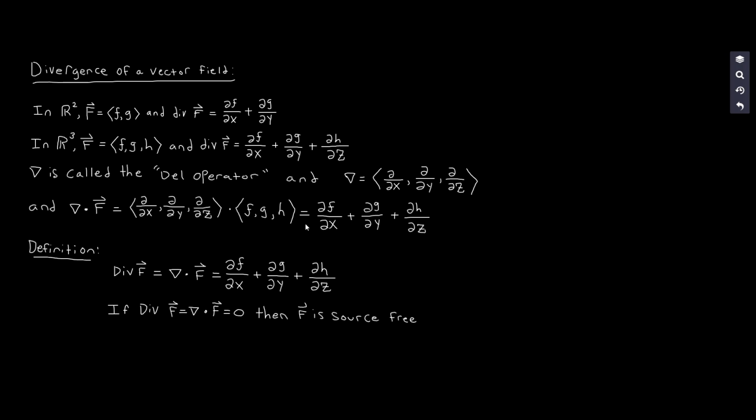So the definition here is shown on the bottom, just to reiterate. If the divergence of f equals 0, then vector f is source free. That means there is no source. There is no point in the vector field where there are arrows coming out of it, and we'll get into that in a bit more detail in a minute.